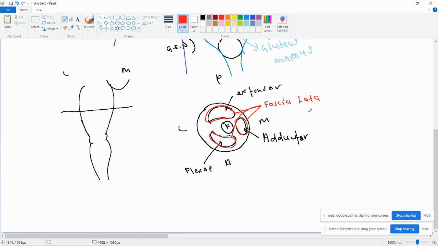The thing is, class, when we talk about fascia lata, on the lateral surface of the thigh, basically everything is covered by fascia lata, right? But at the lateral surface of the thigh, this fascia lata becomes thickened.